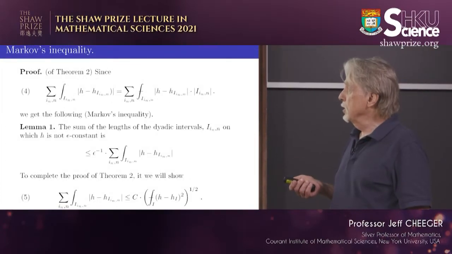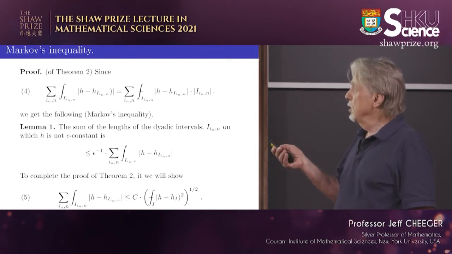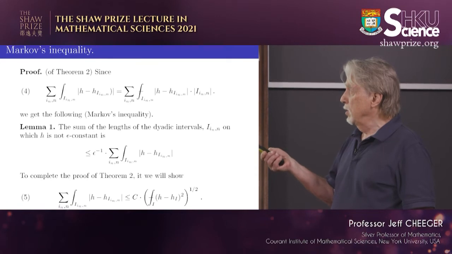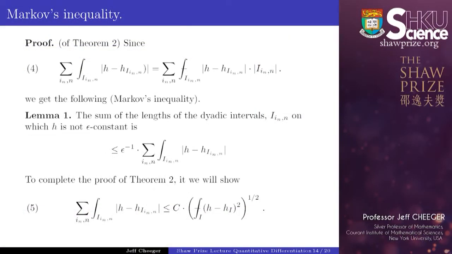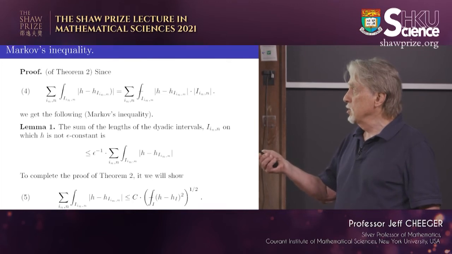And this is to make manifest a standard fact that if I have such a bound, then I have control of the sum of the lengths of the intervals where this is bigger than epsilon, in terms of the left-hand side over here. Because if the sum of the lengths was too big, where the condition of being epsilon constant would be violated, then I would get a contradiction, provided I had a bound on the left-hand side. So therefore, the conclusion is Lemma 1, which is basically the standard fact called Markov's inequality, that the sum of the lengths of the bad intervals, the ones on which h is not epsilon constant, is bounded by epsilon inverse times the sum on the left. That's this sum over here.